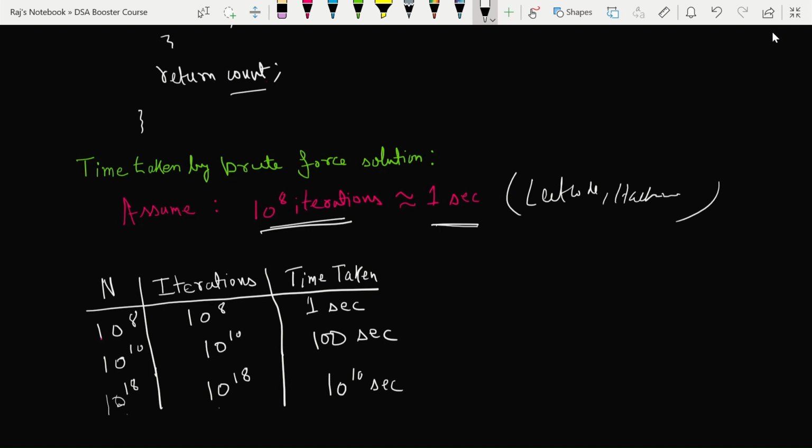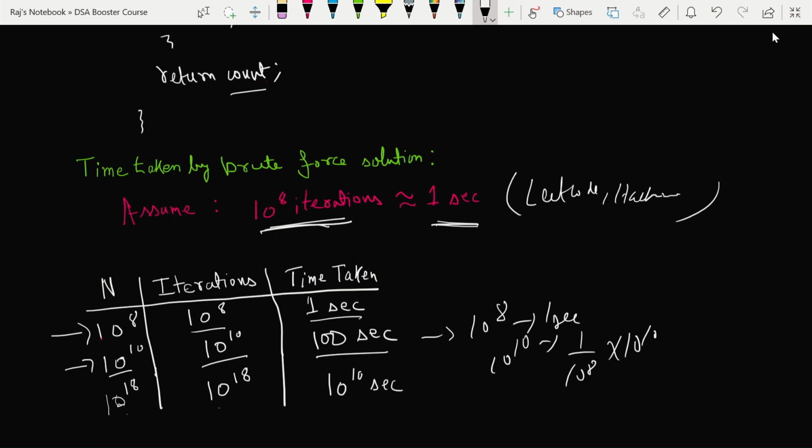Let's see what the effect on the time taken by this algorithm is on increasing the input size n. Initially my n is 10 raised to power 8. It will do n iterations, so it's 10 raised to power 8 iterations, and the time taken is 1 second. We increment n a little bit. Let's make it 10 raised to power 10. The iterations are again 10 raised to power 10 and the time taken is 100 seconds, because if 10 raised to power 8 iterations take up 1 second, then 10 raised to power 10 iterations will take 1 upon 10 raised to power 8 into 10 raised to power 10, which is 100 seconds.